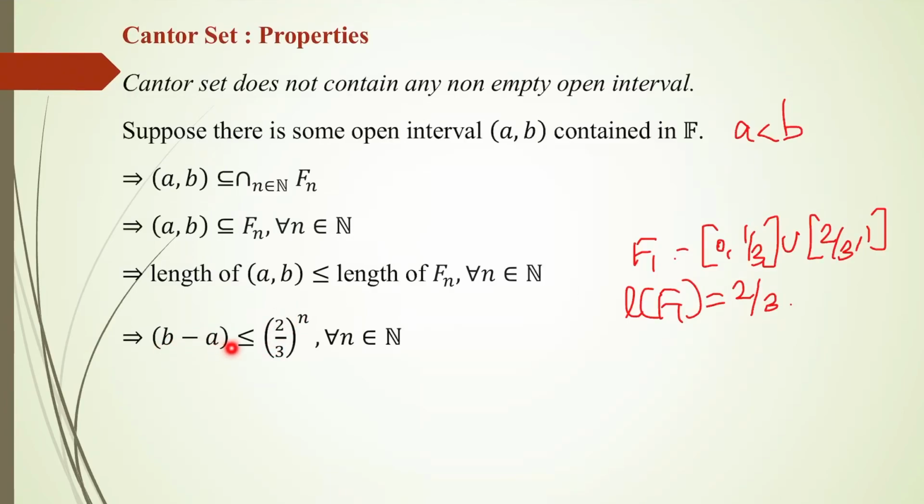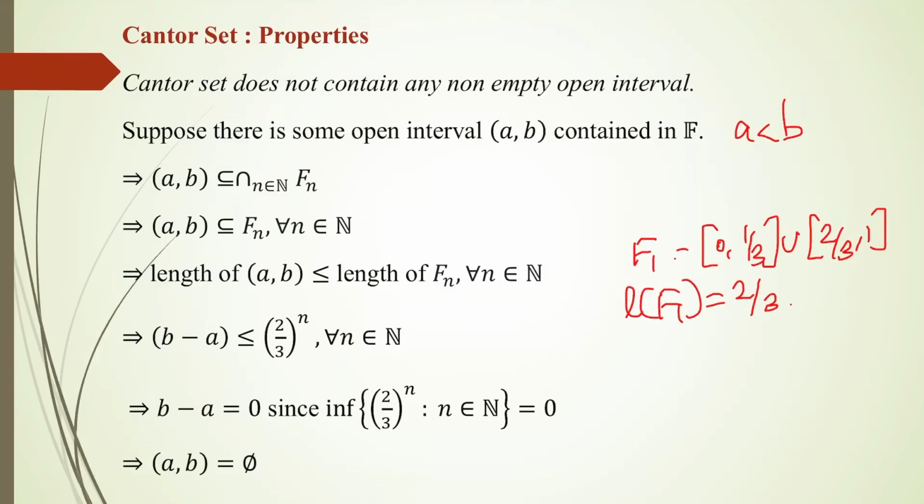So B minus A will be less than or equal to 2 by 3 power n for all n element of natural numbers. Okay, so actually B minus A is a lower bound for this set of all 2 by 3 power n, where n varies over natural numbers. But the infimum, which is the greatest lower bound of this set, is 0. So B minus A must be equal to 0. That means the open interval (A, B) is nothing but the empty set. So there is no non-empty open interval which is a subset of the Cantor set.